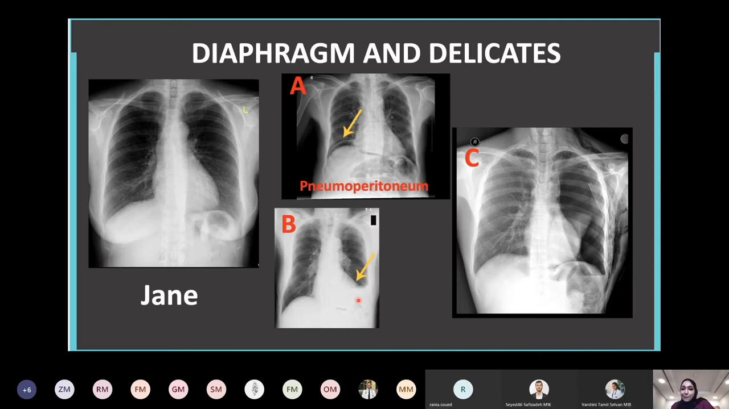What about C? Now, this one's a bit tricky, but pleural rupture. This patient had a pleural tube, a drain, and now we're talking about the delicates. Forget about the diaphragm for a second. Now we're talking about delicates. If you guys notice here, literally between the rib cage, or between the pleura and the skin, there's black. That's air. So this is called subcutaneous emphysema. Exactly, subcutaneous emphysema. It's usually free air that goes between your skin and your thorax.